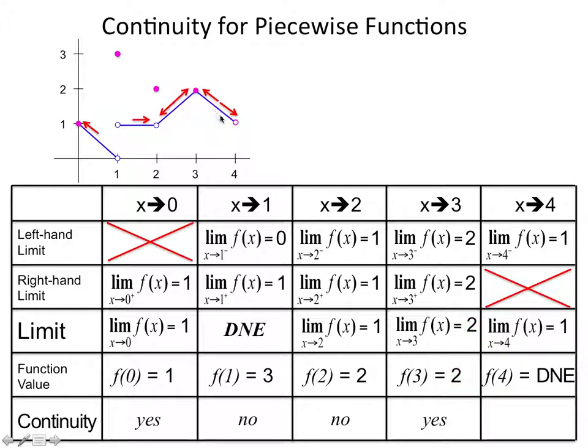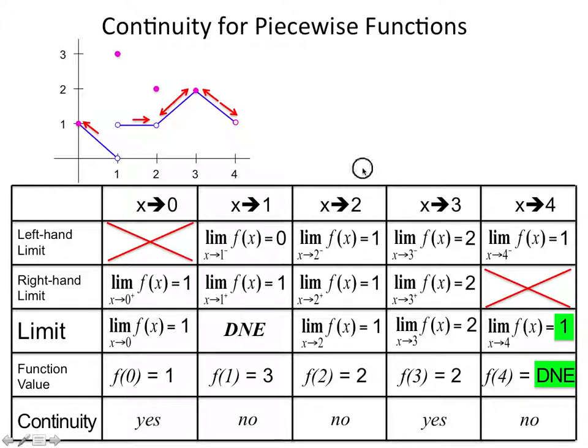And then as we transition to 4, this is all nice and continuous as we go from 3 to 4. But as we approach 4 again, our limit and our function value are not the same. So we have to come here and we have to lift our pencil. We can't draw anything at 4. So we do not have continuity at 4.